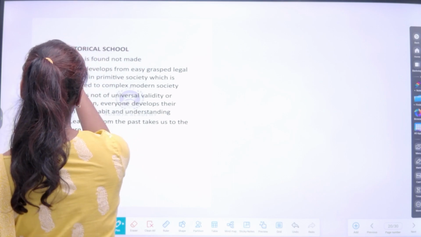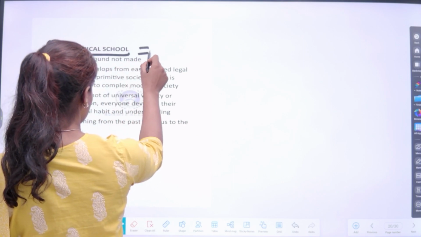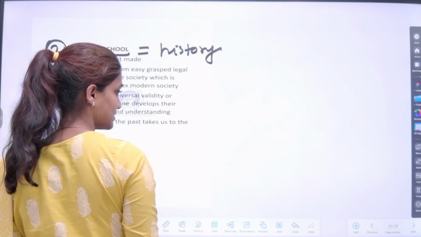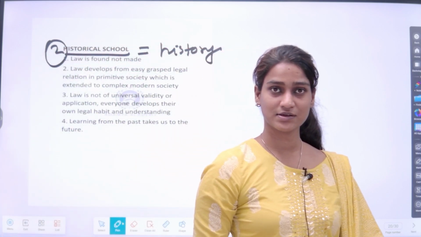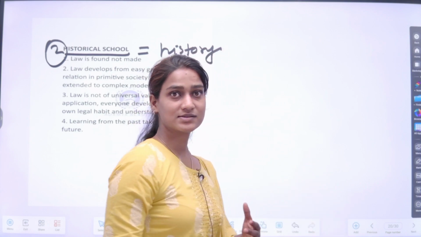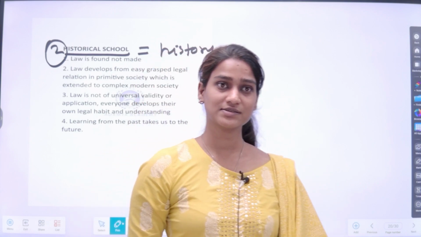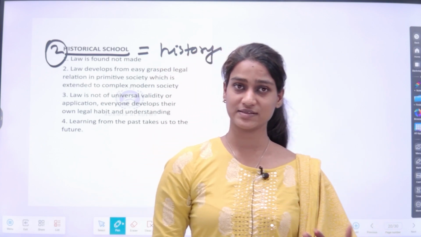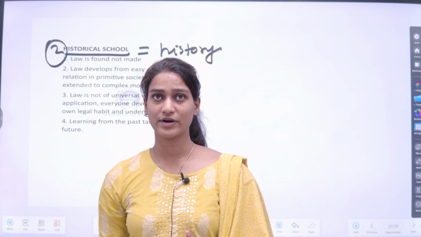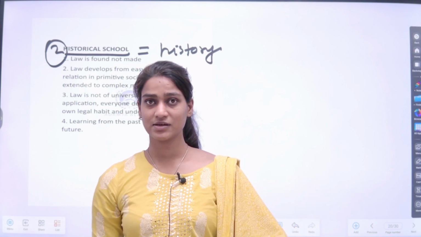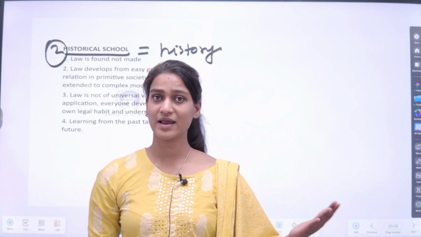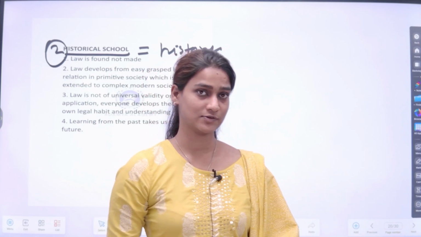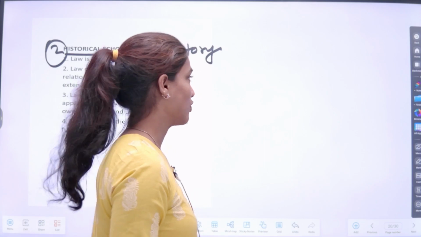The next school is the historical school. It focuses on history. And what is history? History is the past. So what does the past teach us? It teaches us that there were many mistakes which we should not commit in the present and future, so as to avoid similar happenings which have taken place in the past from reoccurring in the present. So the historical school focuses on history.